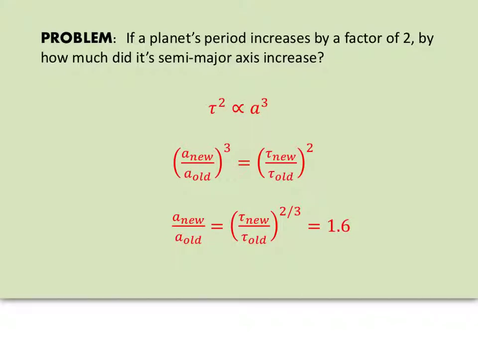To answer this question, we know that the square of the period is proportional to the semi-major axis cubed. So to find the new semi-major axis, we can set up a proportion, like so. This will allow us to solve for the increase in the semi-major axis, which happens to be 1.6 times.